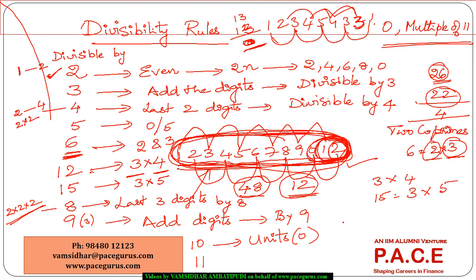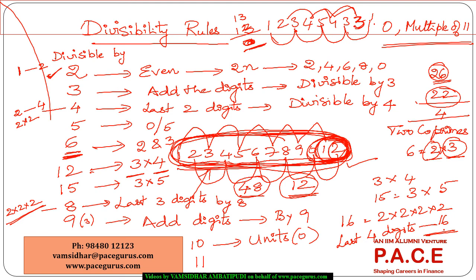And if I am looking at 16, it can be written as 2 into 2 into 2 into 2. So the pattern is the last 4 digits. If the last 4 digits are divisible by 16, then the entire number is divisible by 16. So that is the rule for 16.